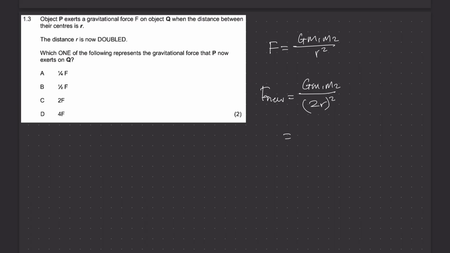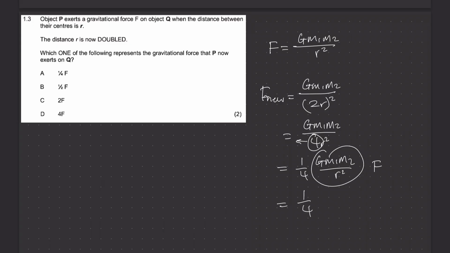Now most learners forget to square the 2, so be careful of that. So to simplify, G m1 m2 over 4r squared. We can take this 4 out as a fraction, so 1 over 4 G m1 m2 over r squared. We know that that is the same as F, so a quarter F. So in this case, our answer is going to be A.